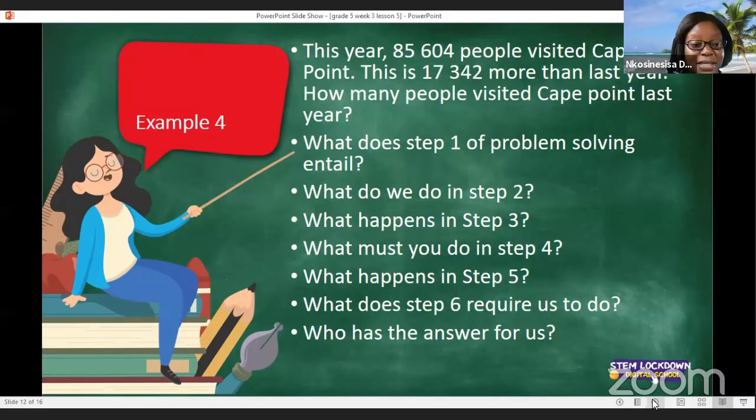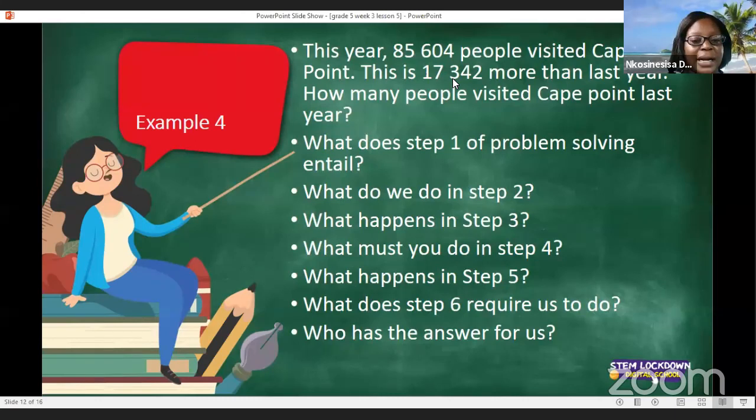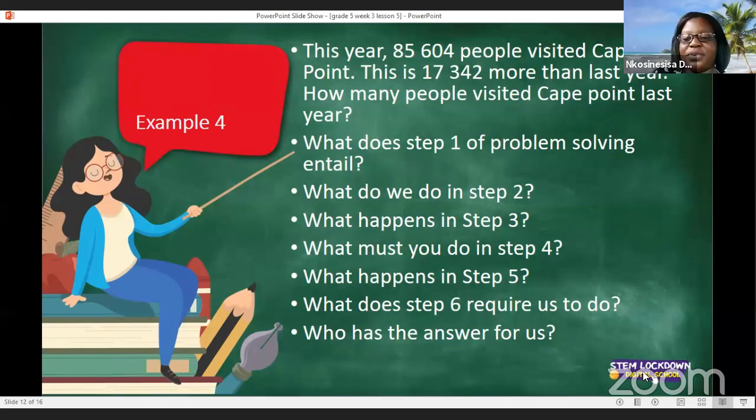That is step number 6, right? So step number 5, you are right, Zama. You take 85,000, you subtract 17,000, and you get the answer. And then step number 6 is the inverse, that's what you do. Thank you for paying attention, Zama. Thank you so much for your contribution.